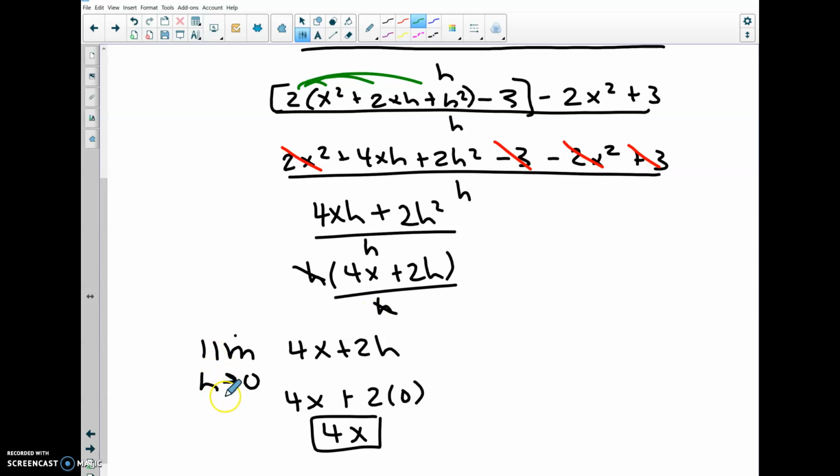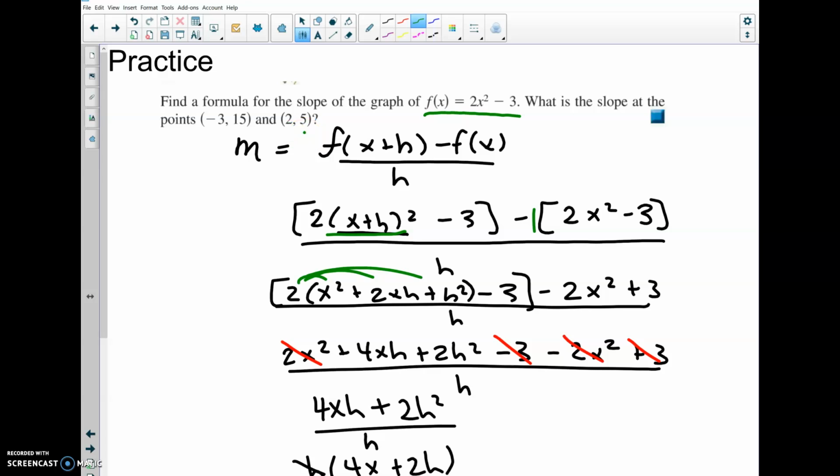So we're looking at our limit as h approaches 0 of 4x plus 2h. You can use direct substitution, plugging in 0 for h. So the equation of the slope of the tangent line of our function f of x is 4x.